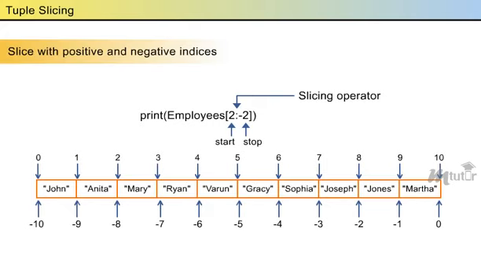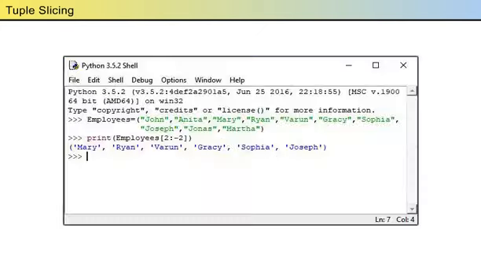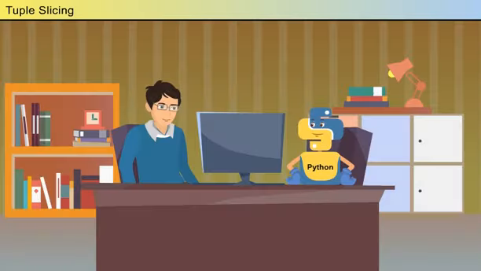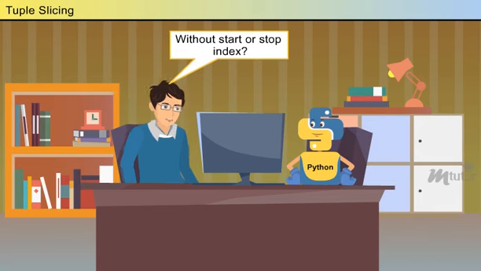Here we have used both positive and negative indices to extract the values from the second index position until the seventh index position. The start index is 2, which refers to a positive index value, and -2 refers to the negative index, which is the stop index. The output of the code is as shown. Mr. Python, what happens if we did not give the start or stop index?